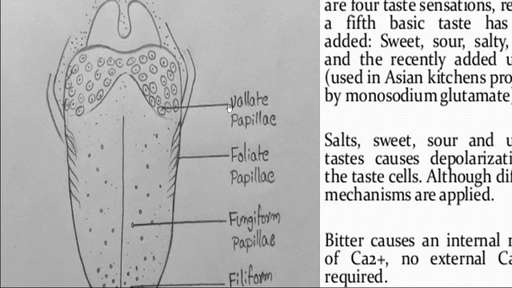So we have this one called vallate papillae. When you hear the word papillae, you can use papillo to remember papillae. Papillae means feeling, to feel something. Are you getting me? So vallate papillae. We have foliate papillae. We have fungiform papillae. We have filiform papillae.